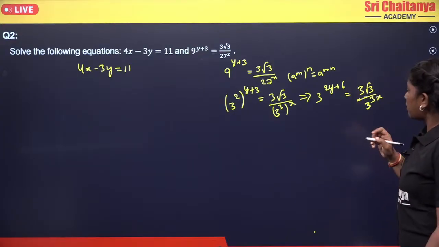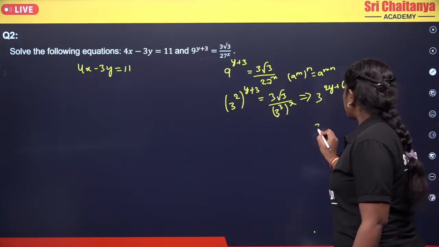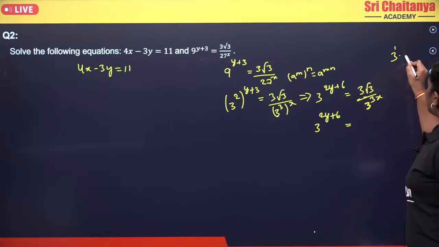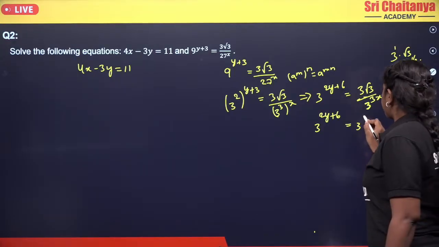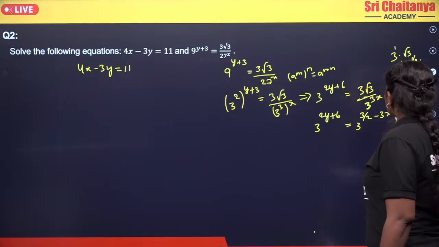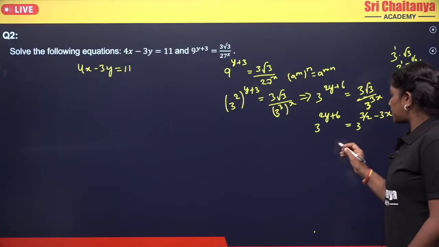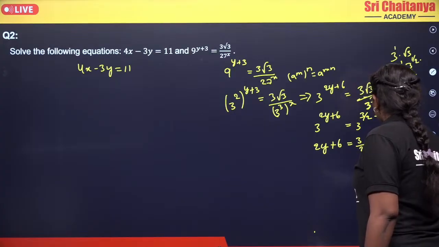Clear? So now if you observe here clearly, 3 root 3 can be written as 3 to the power 1 into root 3, which is 3 to the power 1 into 3 to the power 1 by 2. So that becomes 1 plus 1 by 2, which is nothing but 3 by 2, right? So 3 to the power 3 by 2 minus 3x. Why? Because here we can apply directly a to the power m by a to the power n, which is nothing but a to the power m minus n. So here we can equate 2y plus 6 equals 3 by 2 minus 3x.